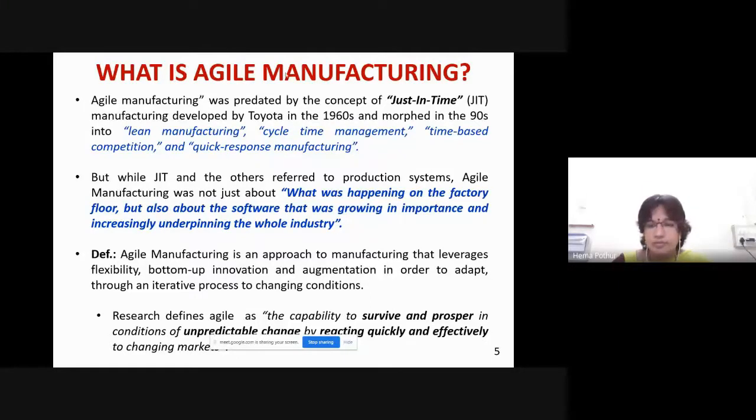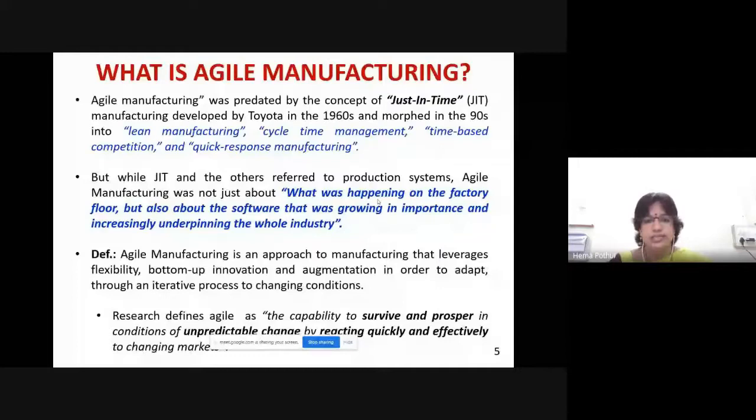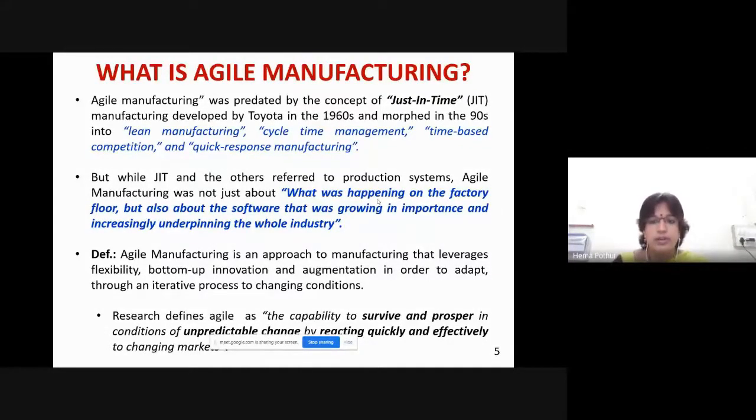Because agile manufacturing is not only about dealing with the production systems. It is about what is happening on the factory shop floor, because JIT holds the shop floor as inventory control, maintaining zero inventory. Software is growing in importance, because we are not using conventional machines in the present day scenario; there has been a large shift towards automation. The machinery and software we use for complete automation and flexibility of the layout keep changing. Agile manufacturing takes care not only of the shop floor but also of the software that is growing in importance and has an increasing underpinning effect on the whole industry.